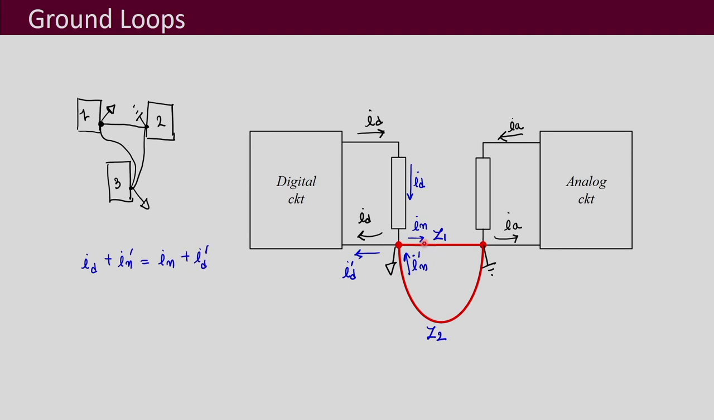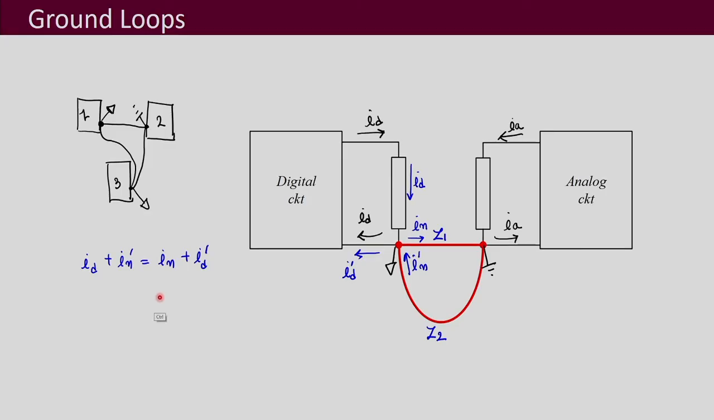Now, why have I written this as IN and IN dash? Because note down that the impedances are going to be different, because there are two different paths through which the connections are getting formed in the PCB. So, now what we can write is that your ID minus ID dash will be equal to your IN minus IN dash. Now, let us look into this circuit.